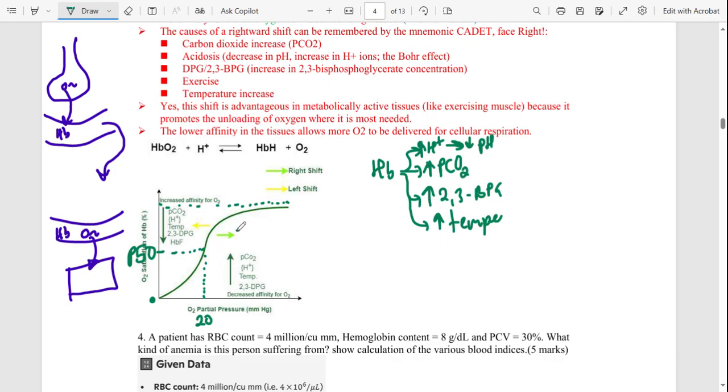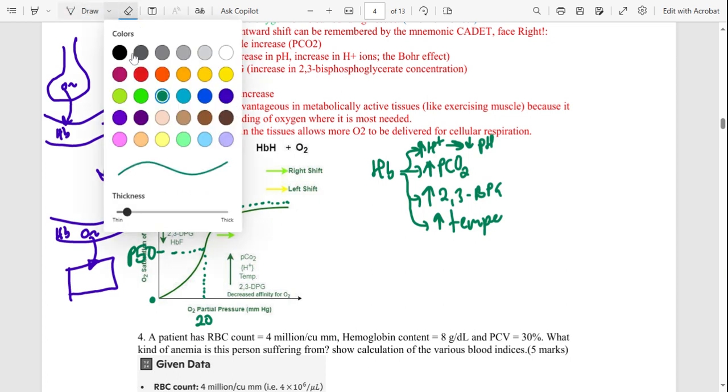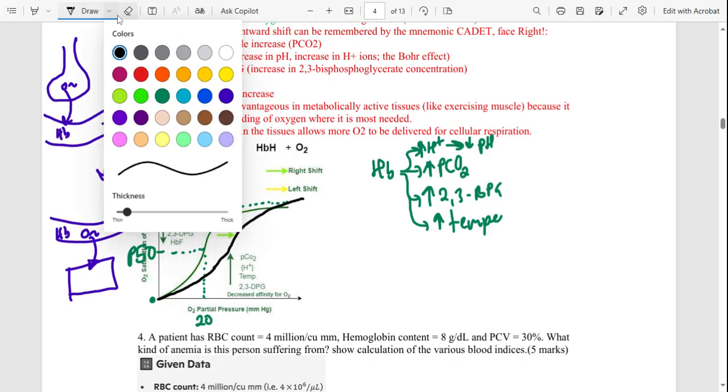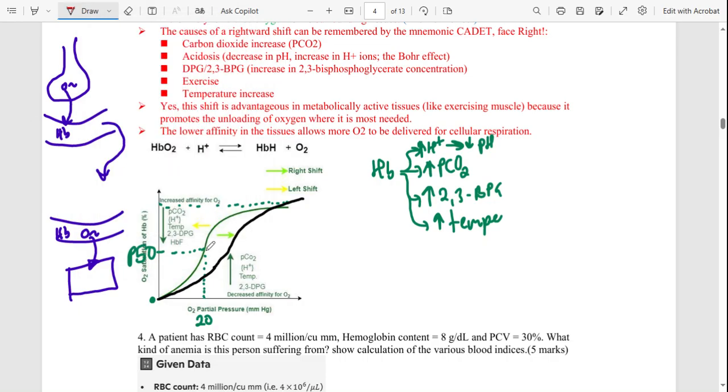So what happens is that if this graph goes in this direction, we call that a right shift. And look what is going to happen. For the right shift, the graph might go like that. So if you look again at the same thing, the P50, the partial pressure of oxygen that is going to bind to half of the hemoglobin, let's say the value there is going to be 40. So you see that for you to have half of the hemoglobin bound by oxygen, you now need a higher partial pressure.